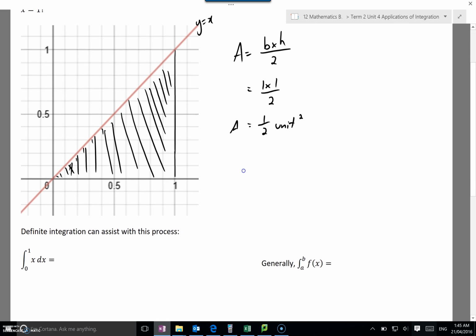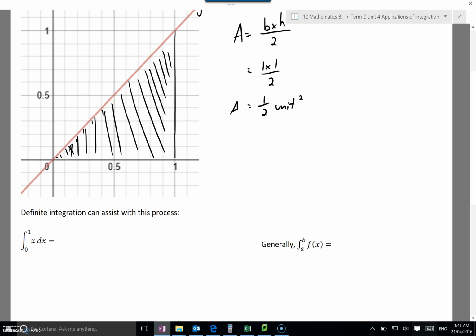Is there another way to do this using integration? Yes, there is. I can use this symbol, the integral from 0 to 1 of the equation, x with respect to x.